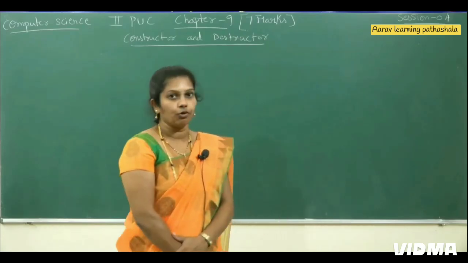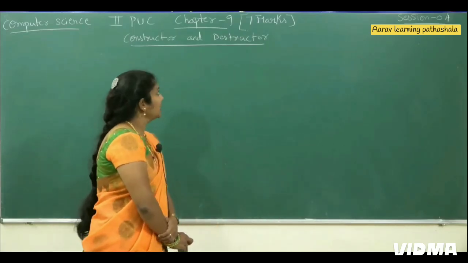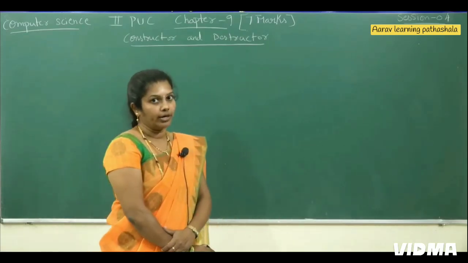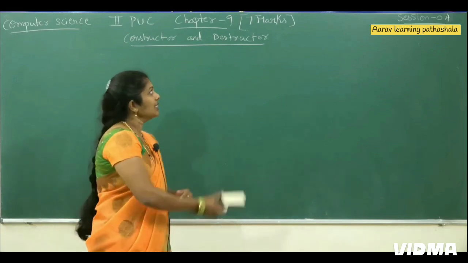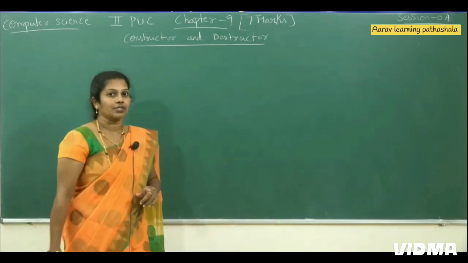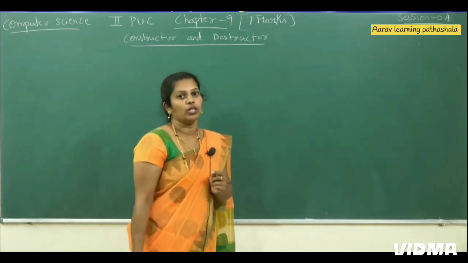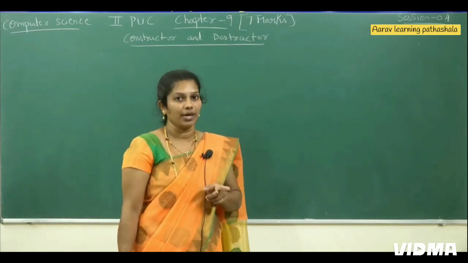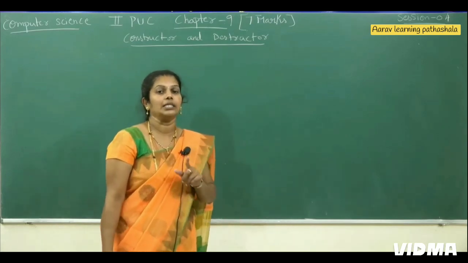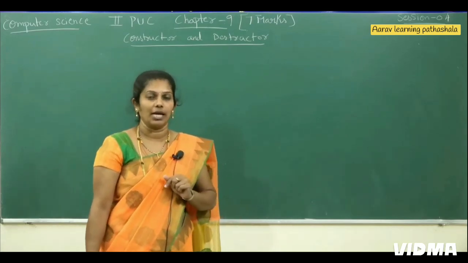Today we are going to start with the fourth session of Constructor and Destructor chapter. Already we explained the weightage of the chapter is 7 marks. Out of 7 marks, they will ask one question for 2 marks in part B, as well as one question for 5 marks in part D.